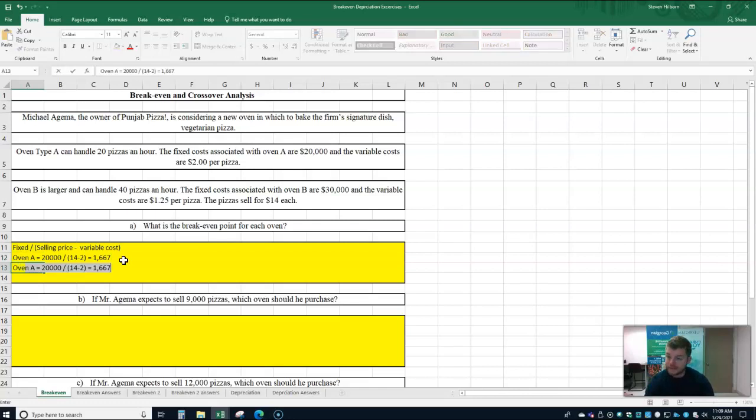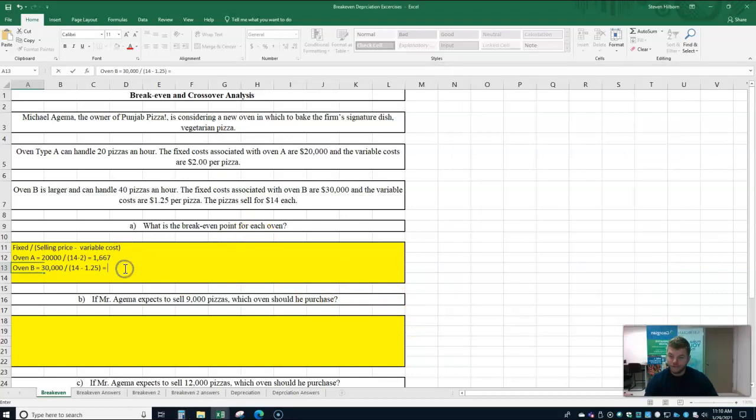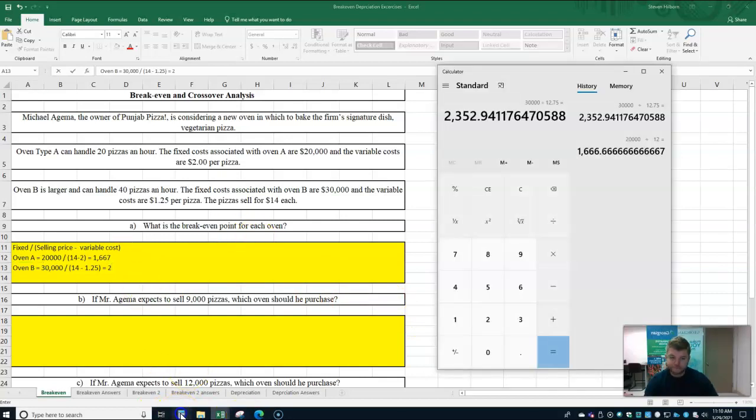So oven B is $30,000 divided by $14, the pizza price, minus $1.25. And so what we're going to figure out here is do that same math. So it's $30,000 divided by $12.75, which is 2,353.